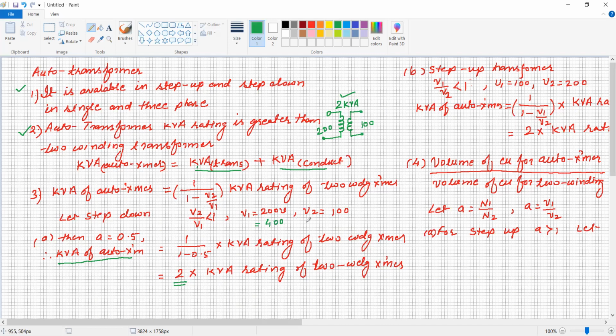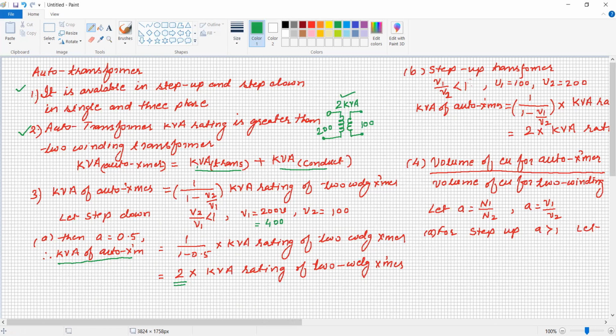Larger the voltage ratio, what would be the kVA rating? Let us calculate it, say 1/4. So it will be 1.33. Under such condition, the kVA rating will be 1.33 times the kVA rating of the two winding transformer. So this is for the step down.